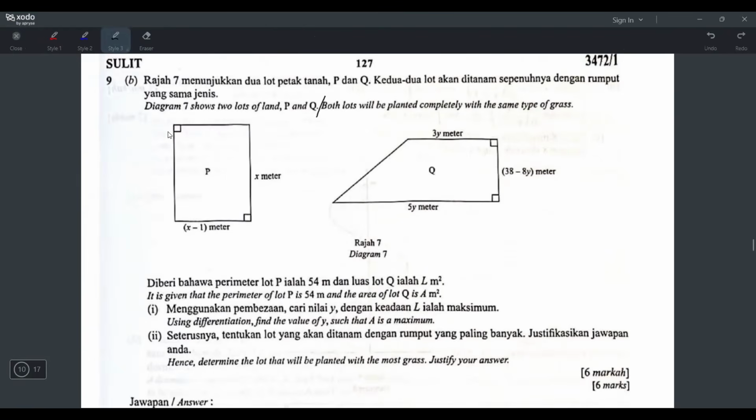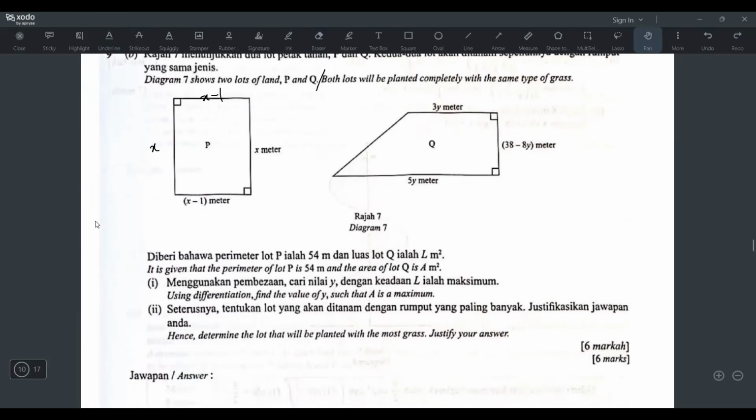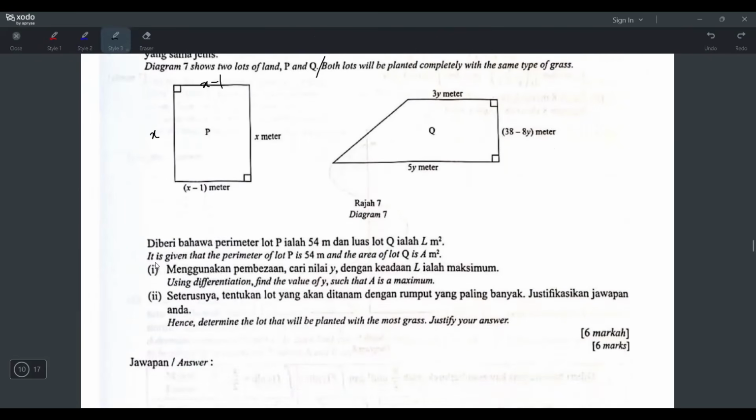This one is x meter also, and then x minus 1 here, because it's a rectangle. This one is a trapezium, so 3y meter, 5y meter, and 38 minus 8y meter. Everything is in meter so far. And this one is a trapezium land. Okay, let's see what else. It is given that the perimeter of P is 54.